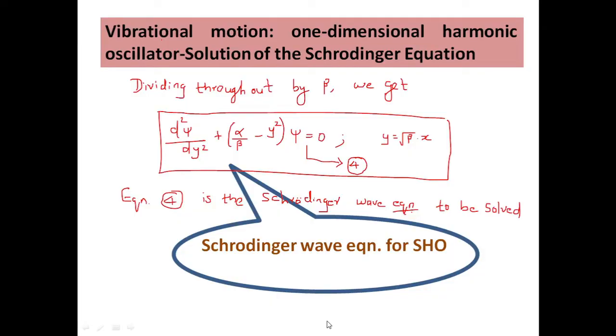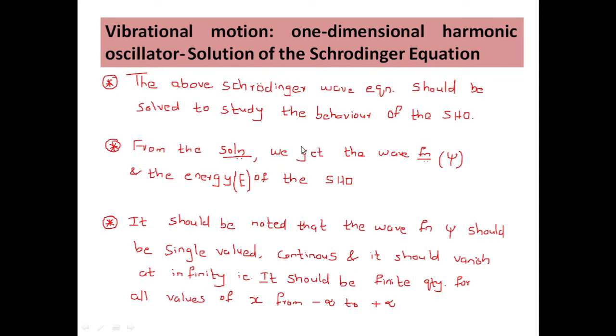In the last video, we derived the Schrodinger wave equation for a simple harmonic oscillator as d squared psi by dy squared plus (alpha by beta minus y squared) psi is equal to 0, where y is a new variable defined as root of beta into x. We have to solve this equation. The above Schrodinger wave equation should be solved to study the behavior of the simple harmonic oscillator.